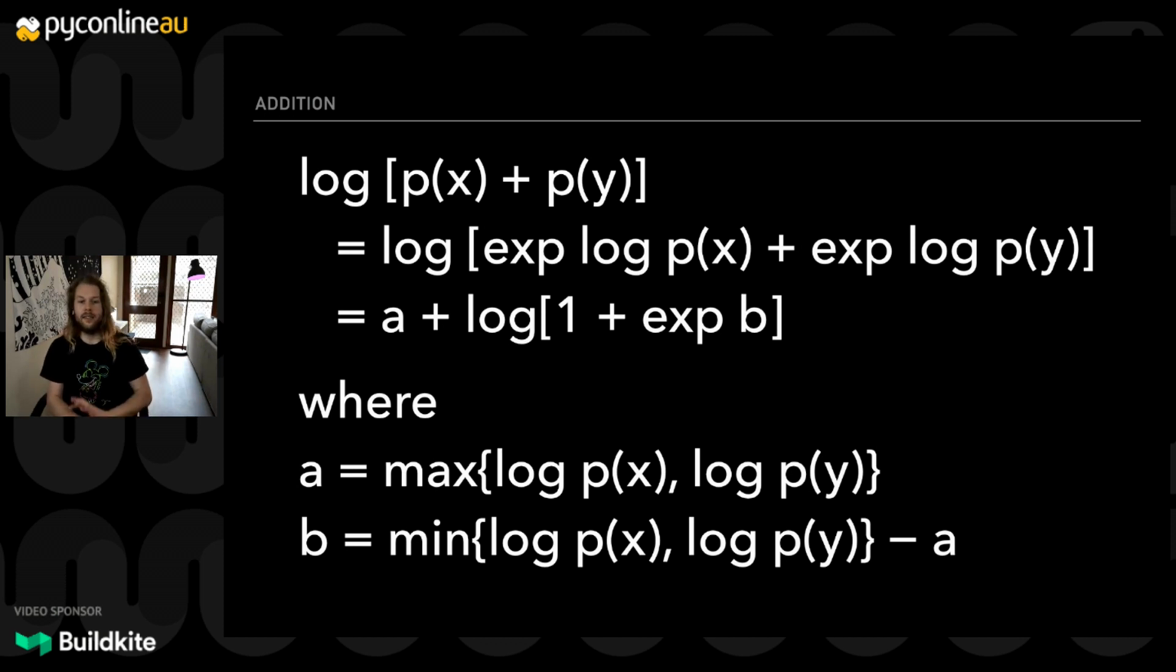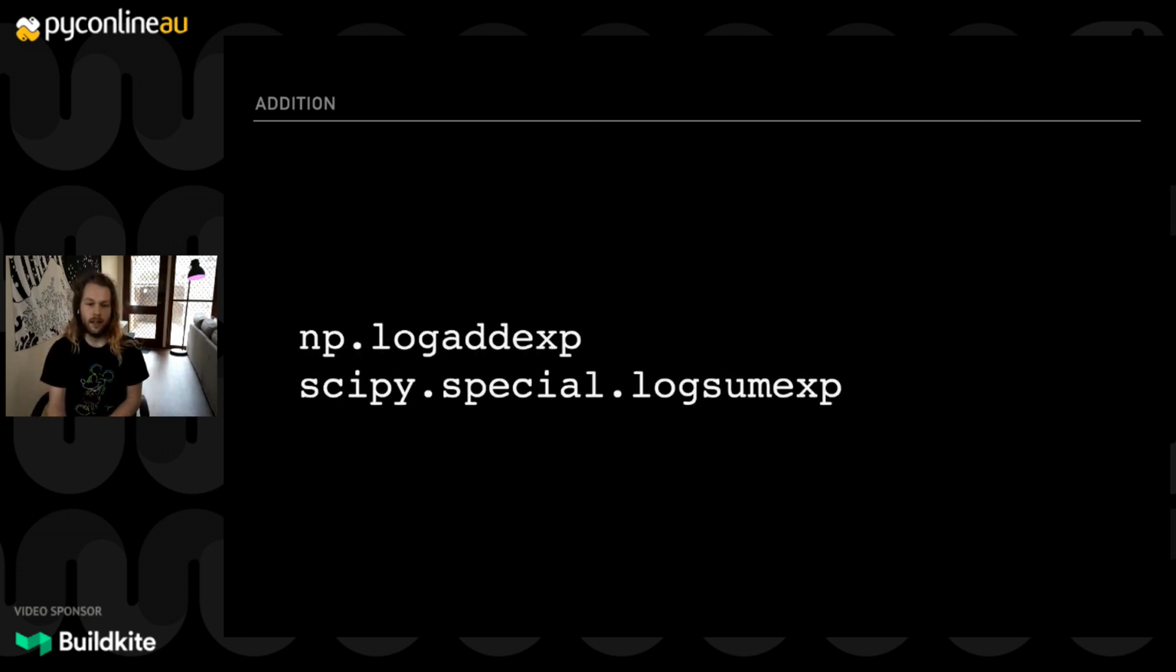That's not obvious, but this formula can actually be evaluated a lot more accurately than if we actually computed p(x) and p(y), added them together and took the log. So this formula is a lot more accurate, and it's not subject to the same underflowing problems, for example. So we can apply it to even very small probabilities. Thankfully, that's implemented for us by NumPy and SciPy.